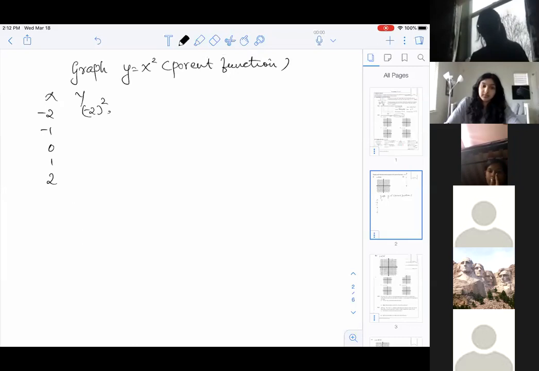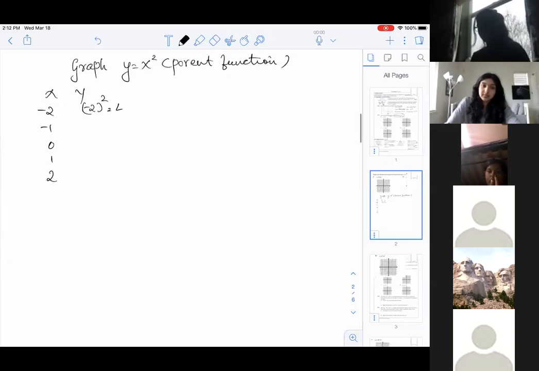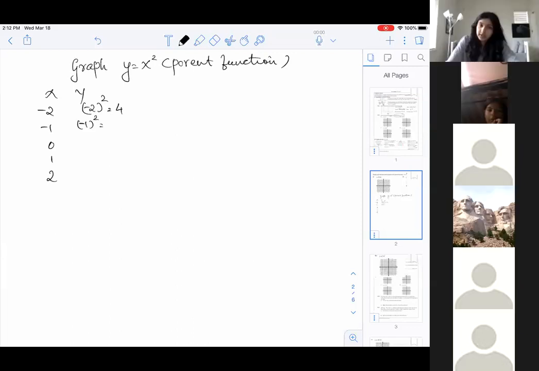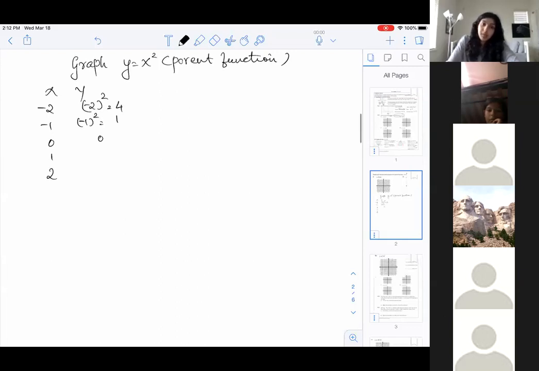-2 squared, which is 4, -1 squared, which is 1, 0 is 0, 1 is 1, and 2 is 4. Now let's graph the function.